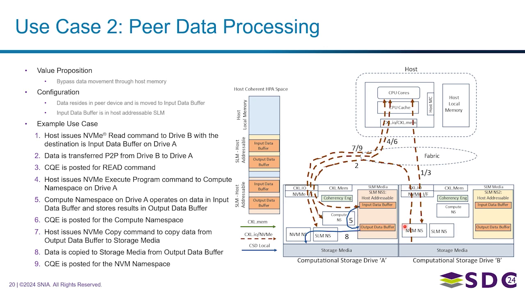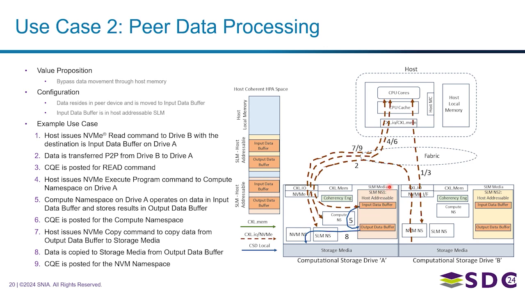In step 2, the data is going to be transferred peer-to-peer from drive B to drive A. So it's going to come out of the NVMe namespace, follow path 2, and get over to the input data buffer in our computational storage drive A. And then at that point, a completion queue entry is posted for that read command.